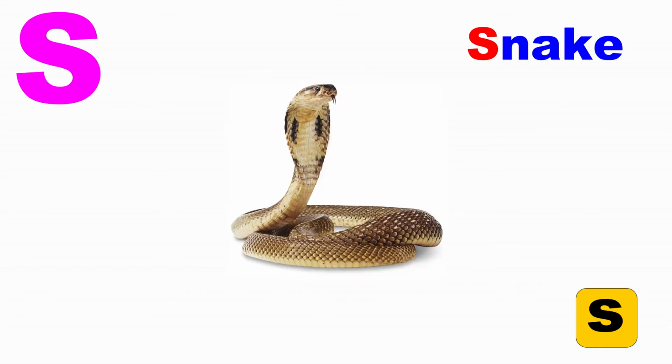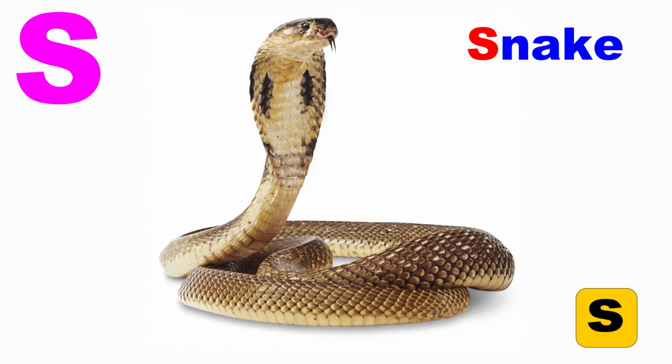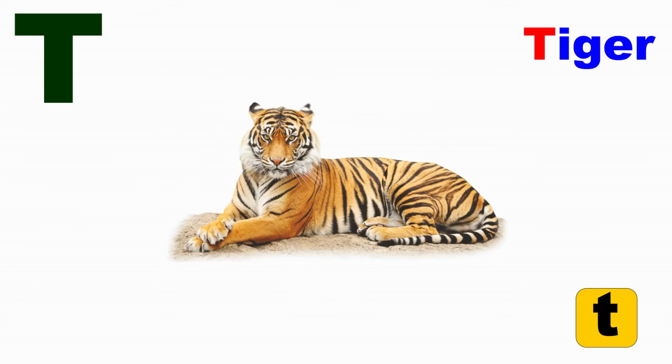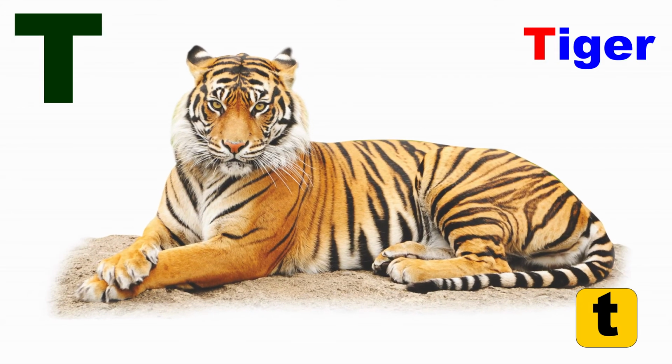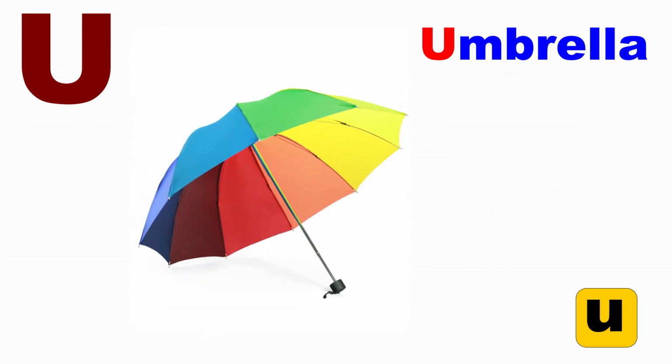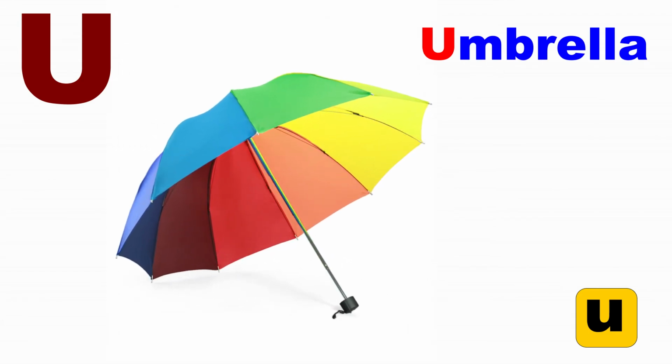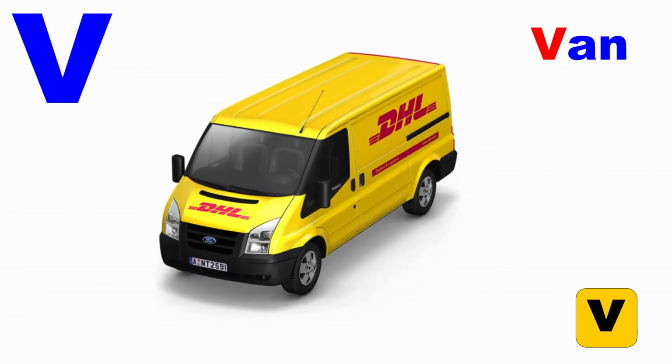S. S for snake. T. T for tiger. U. U for umbrella. V. V for van.